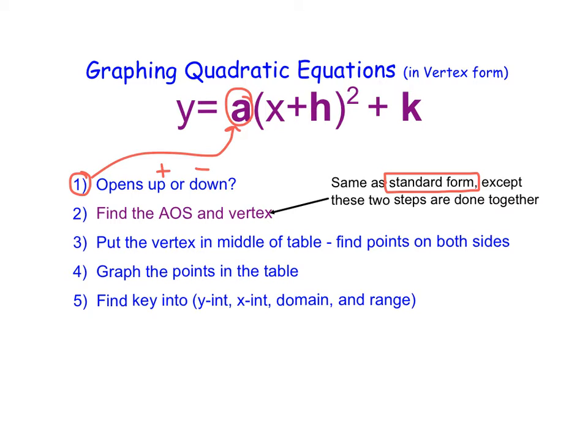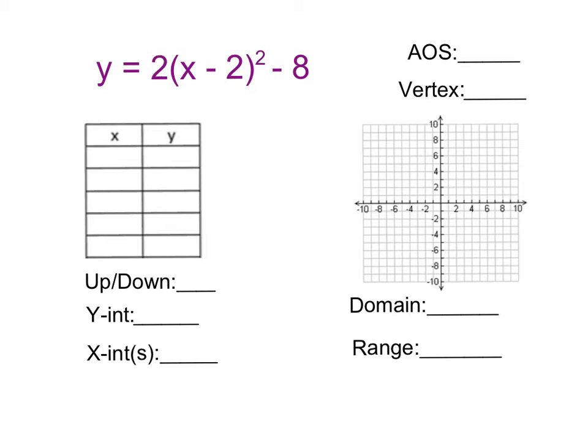Then we're going to find our axis of symmetry and vertex by using our equation here. So we used to have to calculate these. Now we can just pull this key information straight out of the equation. And then, just like before, we're going to put our vertex in the middle of the table, finding points on both sides. We'll then plot the points on the graph, and we will find the remaining key information. So let's jump right in here and get started.